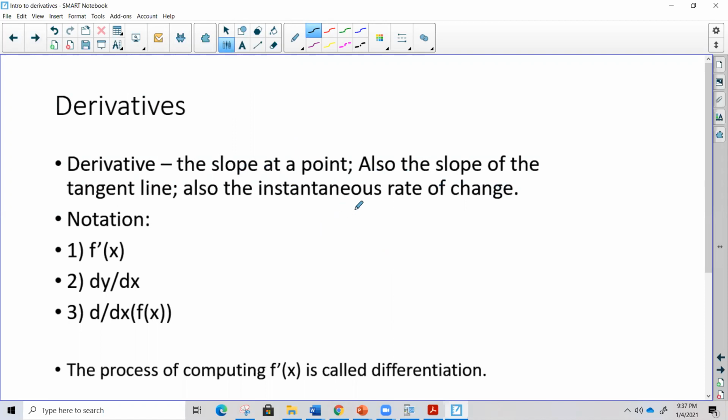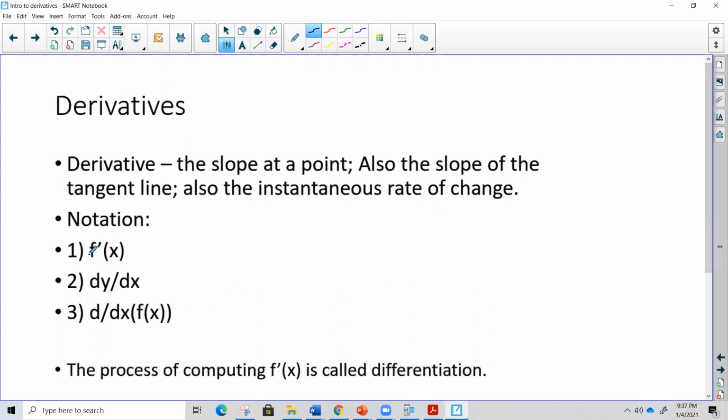It is also, in real life, considered the instantaneous rate of change. So it's the rate of change at a specific instant of time. There are a lot of different notations we use for the derivative, and you have to be comfortable with all of them. The first one is the most common.